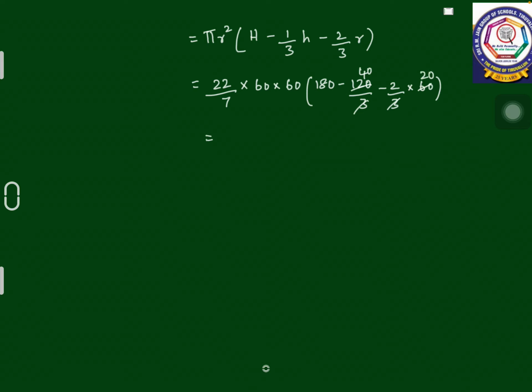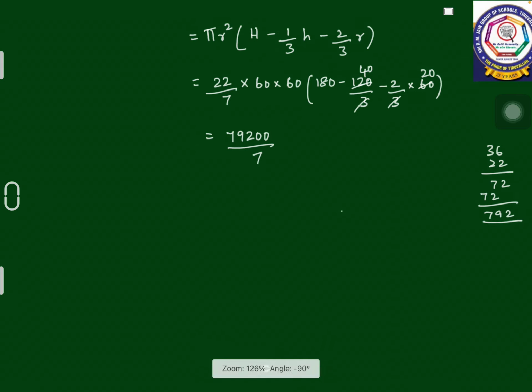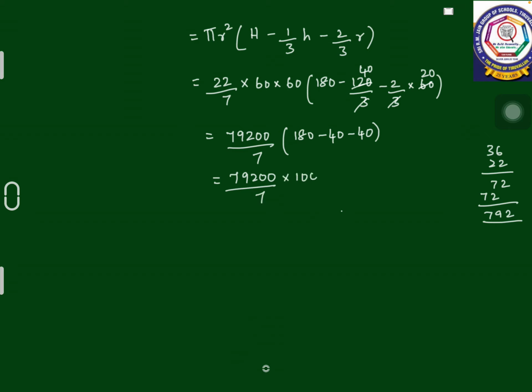When you multiply 22 into 60 you get 79,200 by 7. 6 6s are 36. 36 into 22 is 792. And two zeros can be added. So 79,200 by 7 into 180 minus 40 minus 40. So it is 79,200 by 7 into 100. So it is 79,20,000 by 7. So when you divide by 7, what do you get?